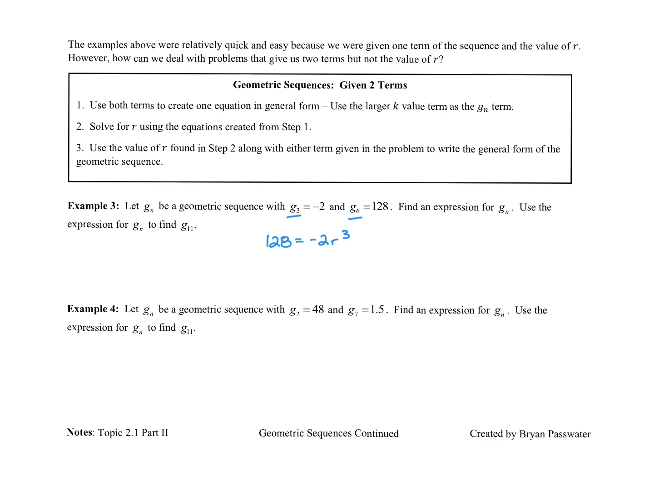Divide by negative 2. So now I have negative 64 is equal to r cubed. All right. And so now I need to solve for r. So how do I solve for r? Not a square root, but a cube root. All right. And so a cube root is really like a power of 1/3.